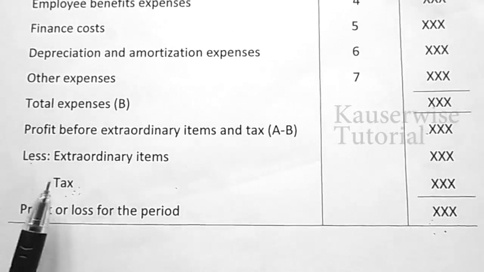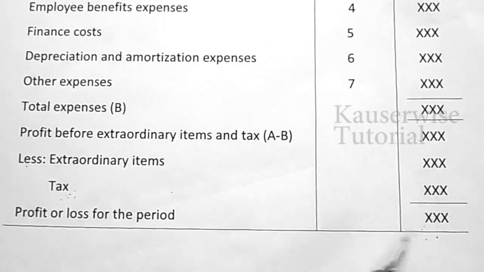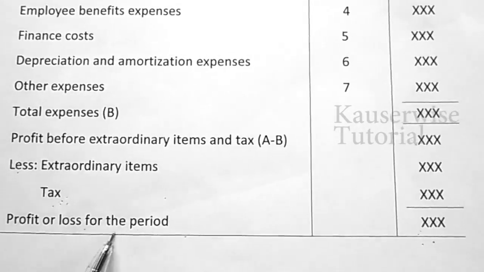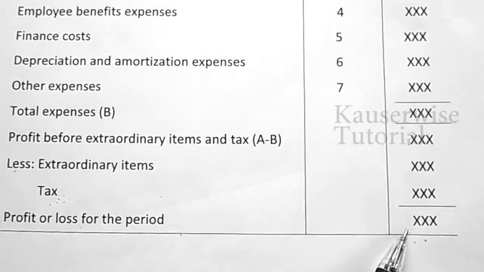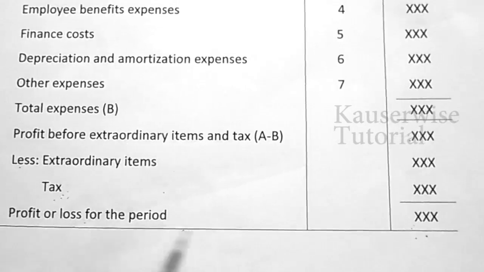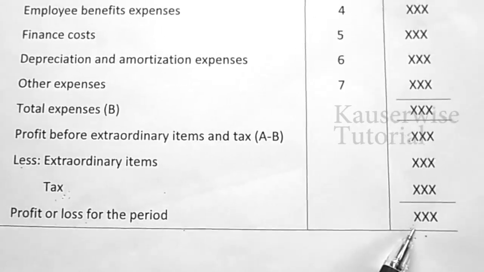Okay, after subtracting provision for taxation and extraordinary item, the final amount will be called the net profit for the period, that is profit or loss for the period. If you get a positive value, it will be profit. If you get a negative value, it will be called loss for the period. Whether it is a profit or loss, this will be transferred to the balance sheet.